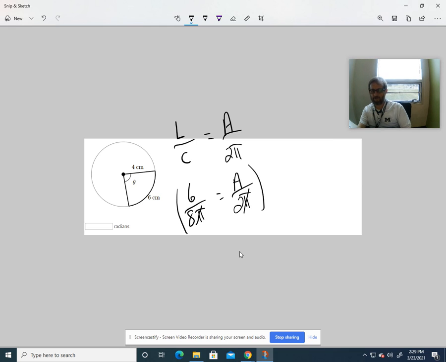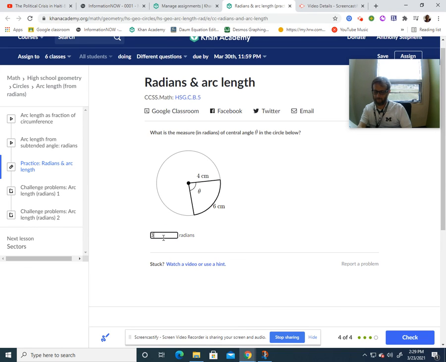Now I multiply both sides by my denominators. The 8's cancel, so I'm left with 12. The 2's cancel, so I get this. And so my radian measure is 12/8, which reduces to 3/2. There we go, so that's another one. That one is a little more difficult. You may have to look at that a couple times. Always ask questions, remember.